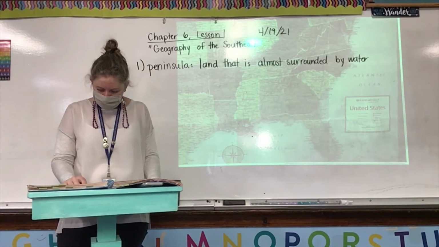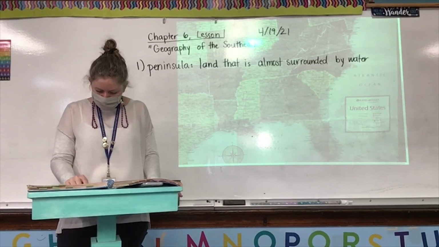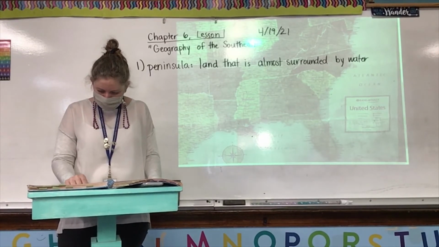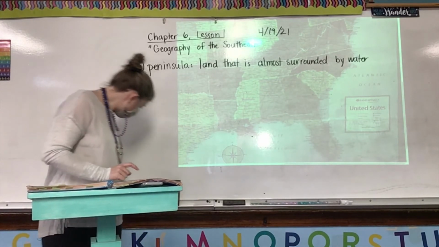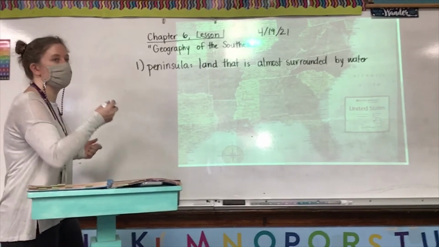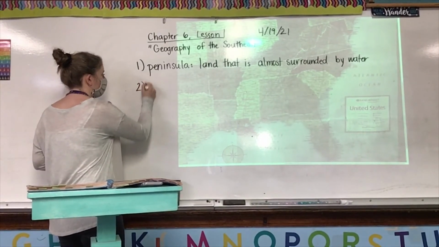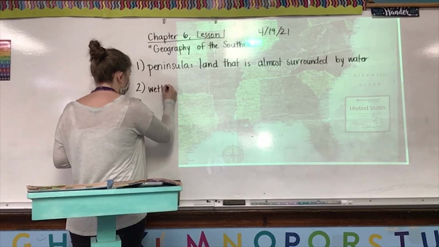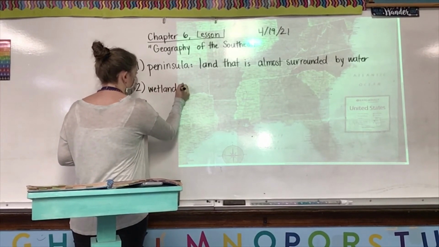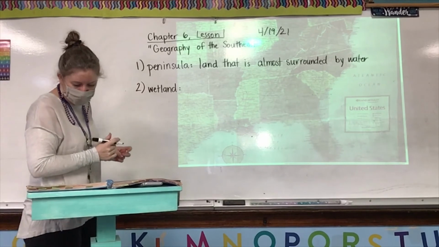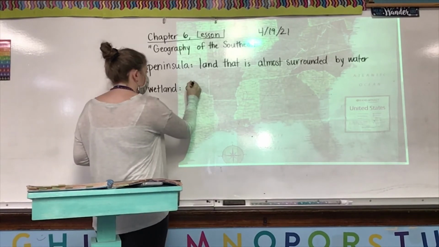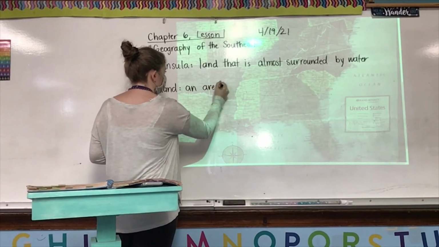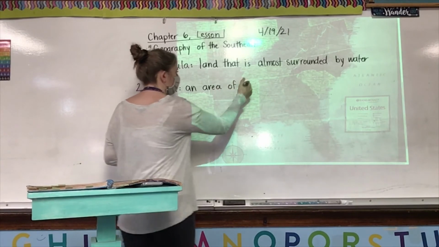Parts of the southeast coast have wetlands. A wetland is an area of low land that is partly covered with slow moving or still water. So we have a long definition. What's our next word, Erin? Wetland. And what is a wetland? An area of low land that is partly covered with slow moving or still water.